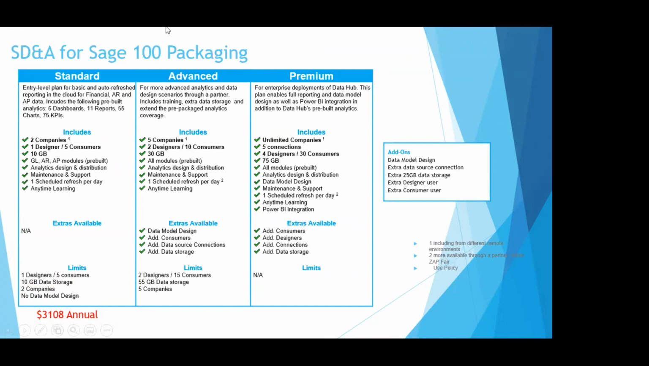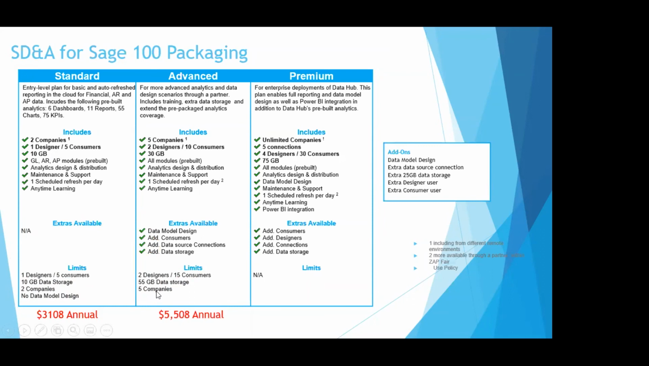Continuing on, this Advanced is probably the most popular choice out of the three. You get 10 consumers. You get the ability to connect to all modules, which is definitely a must. And you have the ability to get these extras. You know, if you wanted to add more consumers, more data source connections, and so forth, you can do that. And the price for that is $5,500. You get 5 companies here, by the way.